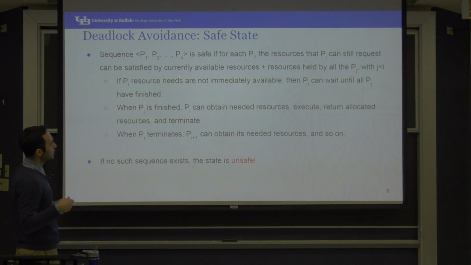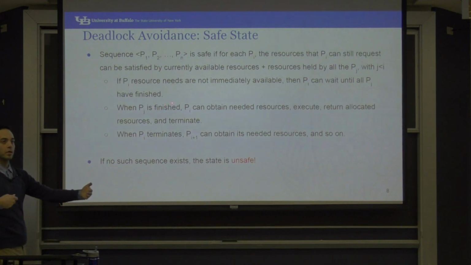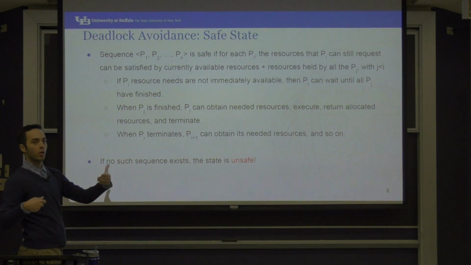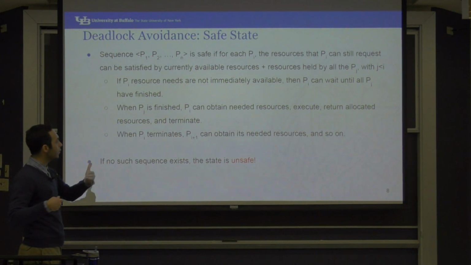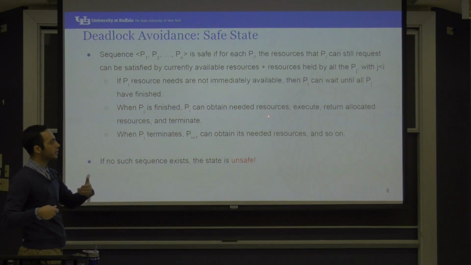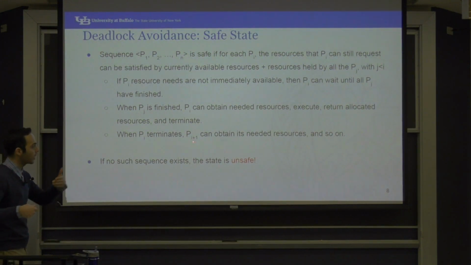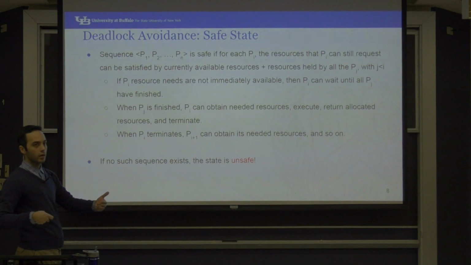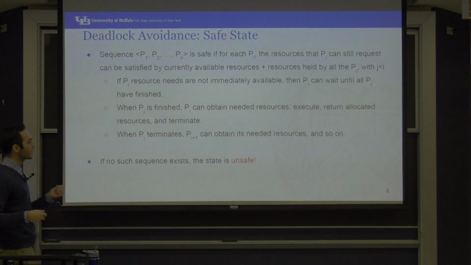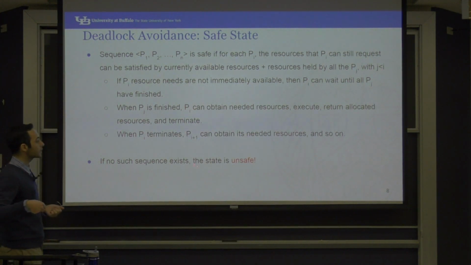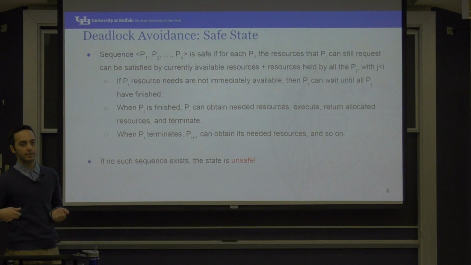So if Pi's resource needs are not immediately available, then Pi can wait until all the Pjs have finished, and then the available resources now go up. And then they will also obtain the needed resources, execute, and return allocated resources. And then the next process, right? So we're going to see it in a couple of examples, but if it's not clear, you should ask and we come back to this slide, right? And if no such a sequence exists, then the state is not safe.